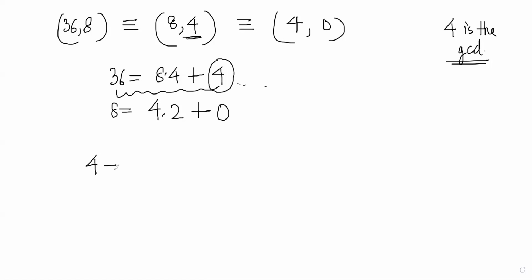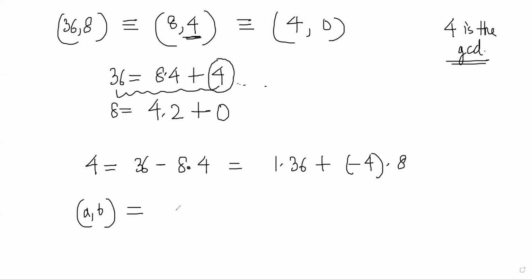So we can always write 4 as 36 minus 8 into 4, which is 1 times 36 plus minus 4 times 8, which is in the form GCD of A and B is equal to X times A plus Y times B. Here X is 1 and Y is minus 4. Obviously, if there is a longer chain, you will have to do this step many times to get to the final situation, right?